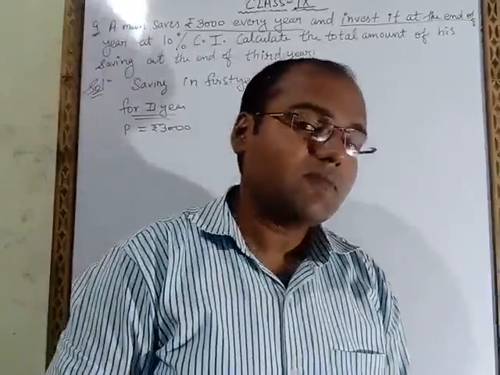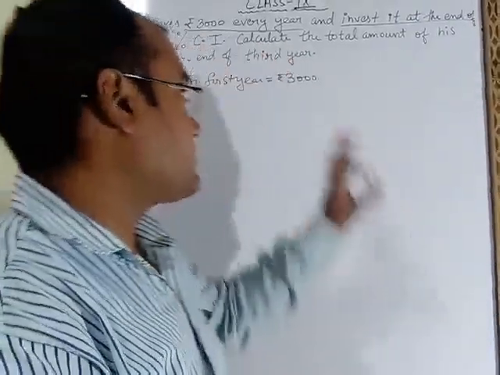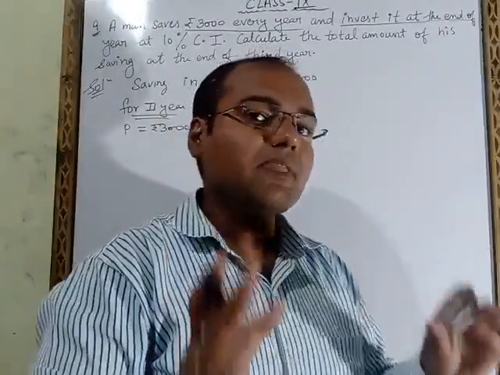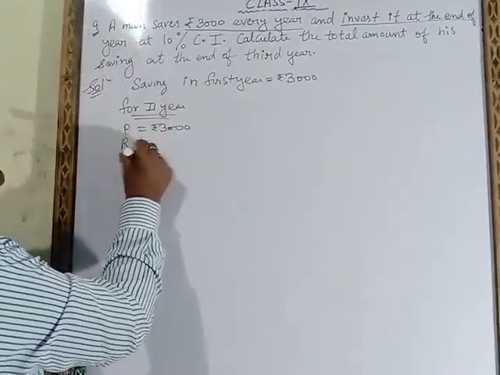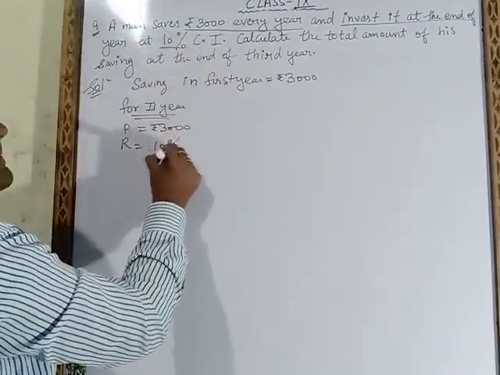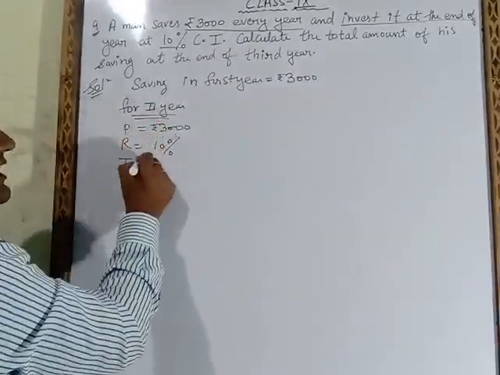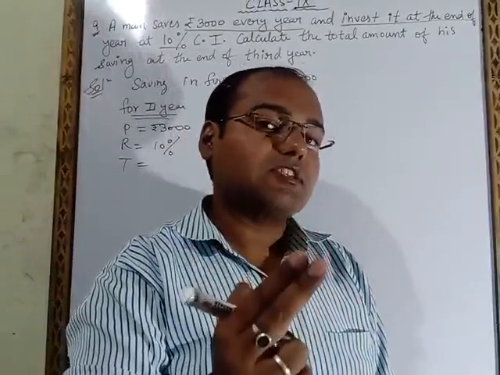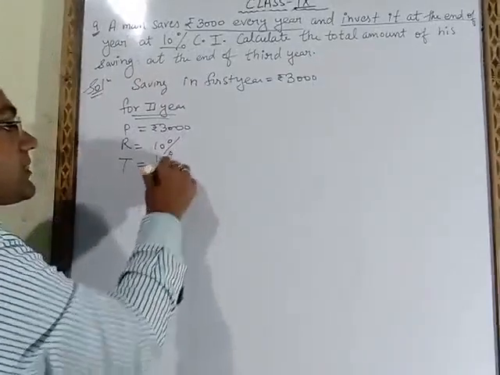In the first year he will do saving only. How much money he saved? 3000 rupees he saved in the first year. Now the first year is over. Now the second year came. In the second year he invested this 3000 rupees at a rate of 10% CI. So time, this is the second year. Second means not 2, second means only the second year. Only second means 1, so time you have to take 1 year.